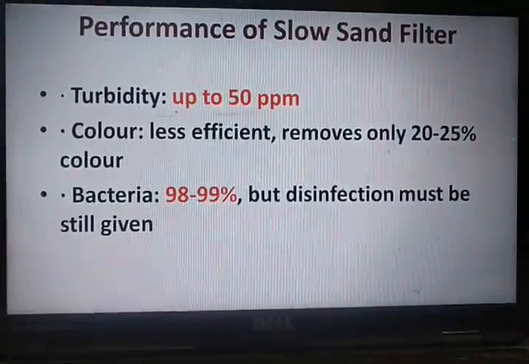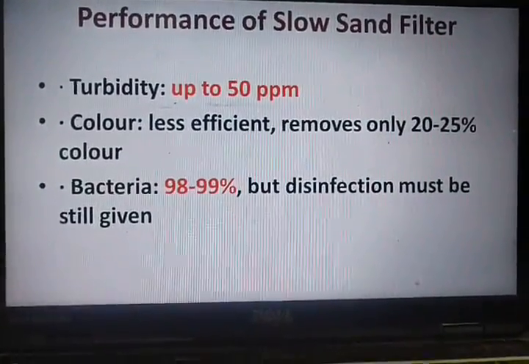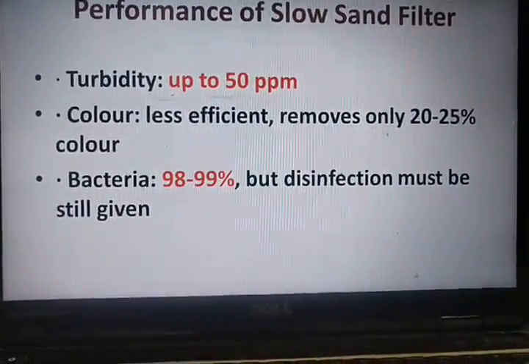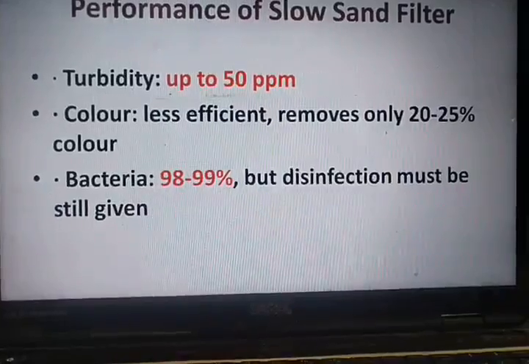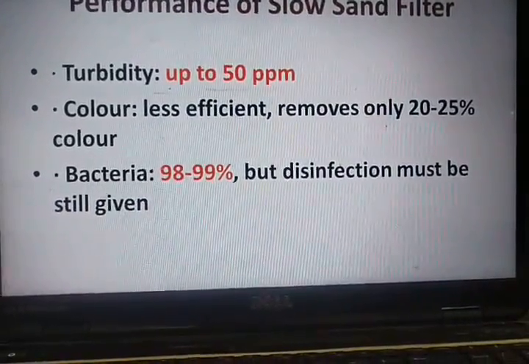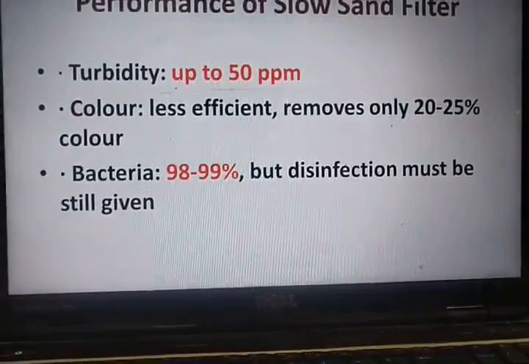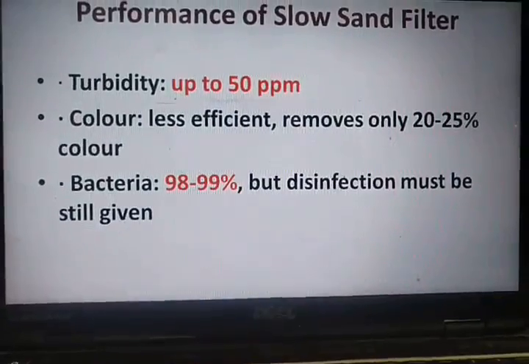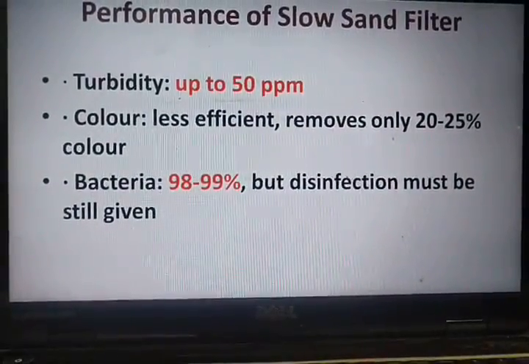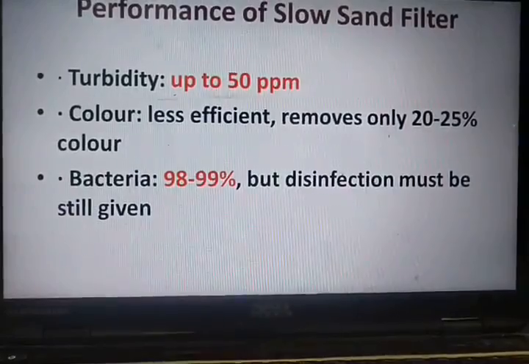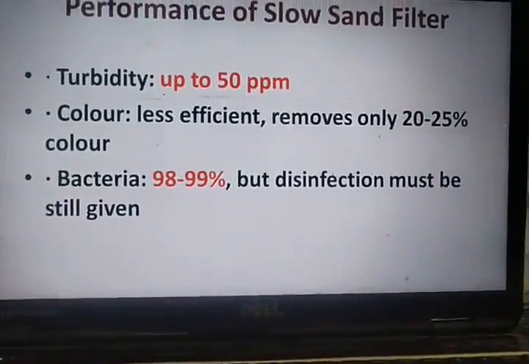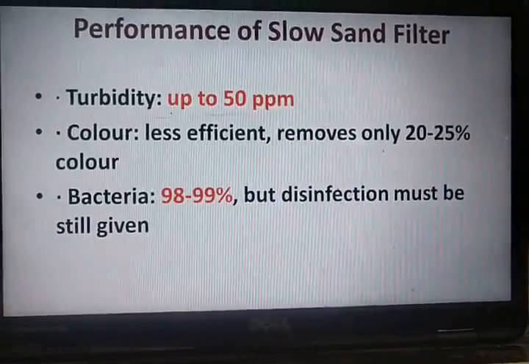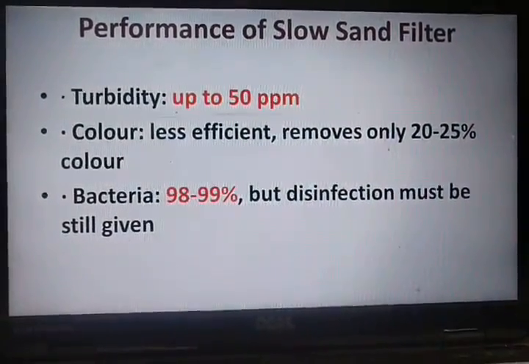Then performance of the slow sand filter. It reduces turbidity up to 50 ppm and it removes only 20 to 25% of the color. That is, it is less efficient in removing the color, but it removes up to 98 to 99% of the bacteria. But as I told, disinfection is still given in order to have the maximum safety from the pathogens.